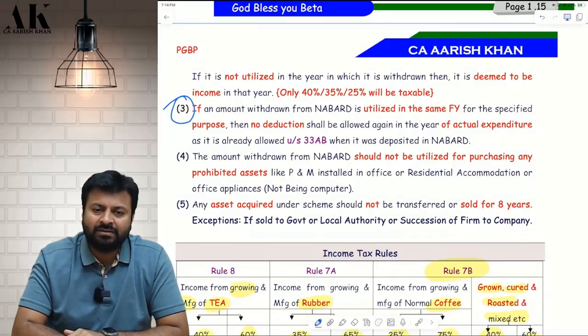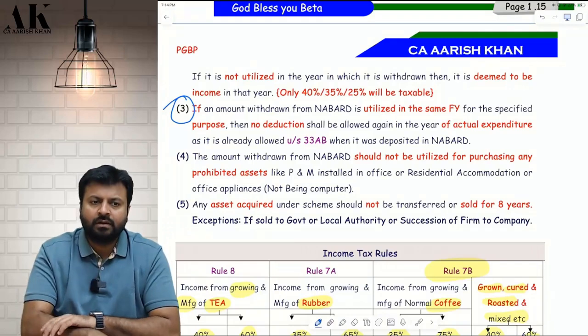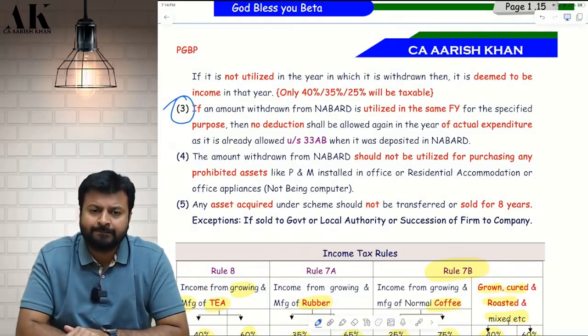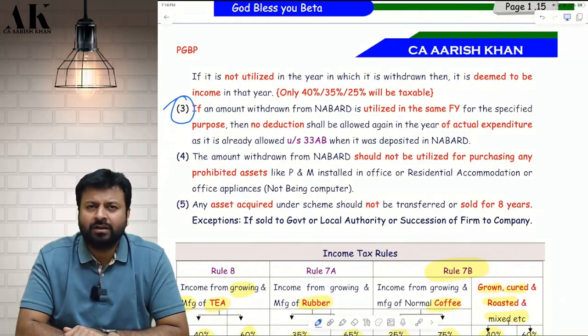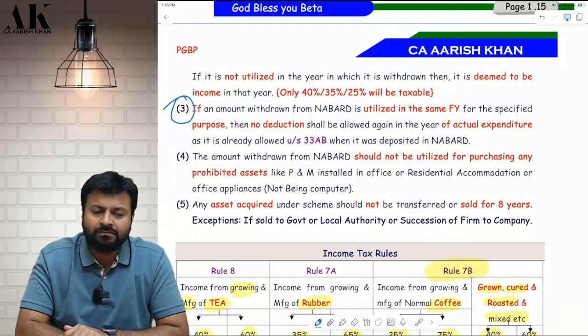Are you clear? Please tell me. Okay. If you sell within 8 years, then that 1 crore will be deemed income. It will be added to your income and 40% will be taxable. Are you clear? You cannot sell within 8 years. 100% clear, all of you? But there are some exceptions in which the government told you that you can sell within 8 years. 2 exceptions. First, check. If you sell to government or local authority, it is allowed. Or if it is a succession of a firm to company. What do I mean by that? If a firm is converted into a company and you are transferring the asset within 8 years, then also it is allowed.